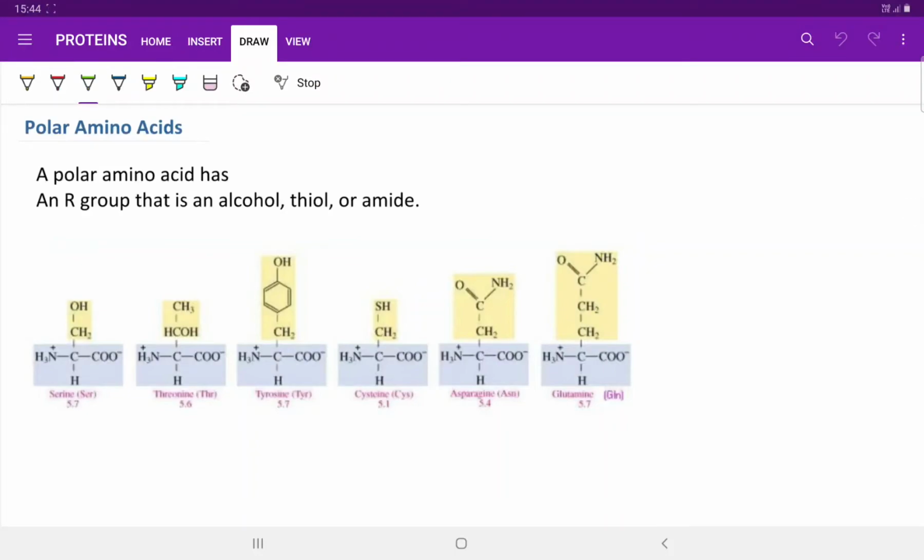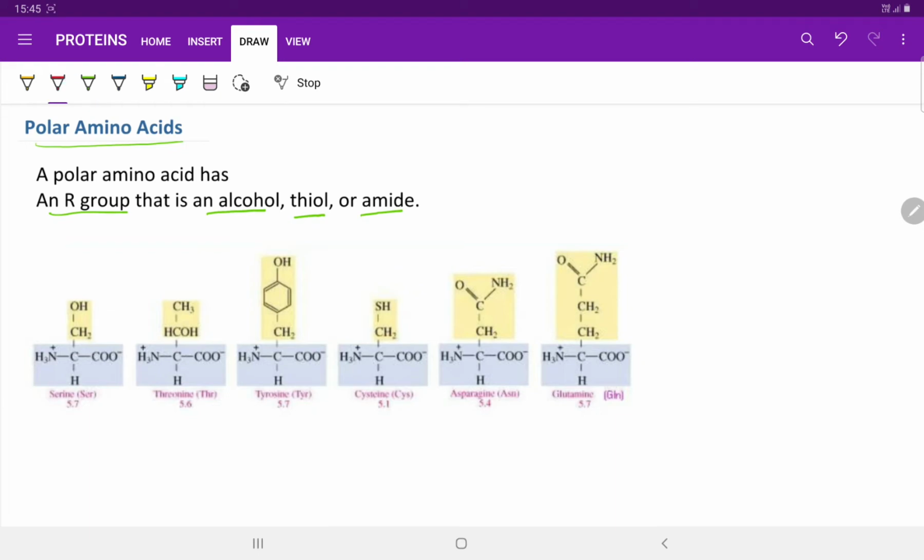In today's class, we shall be discussing our next category of amino acids, which is polar amino acids. Now, what are these polar amino acids? As previously we know, in non-polar amino acids, the R group can be hydrogen, an alkyl chain, or any aromatic group attached to it. In the case of polar amino acids, this R group is either an alcohol, a thiol, or an amide.